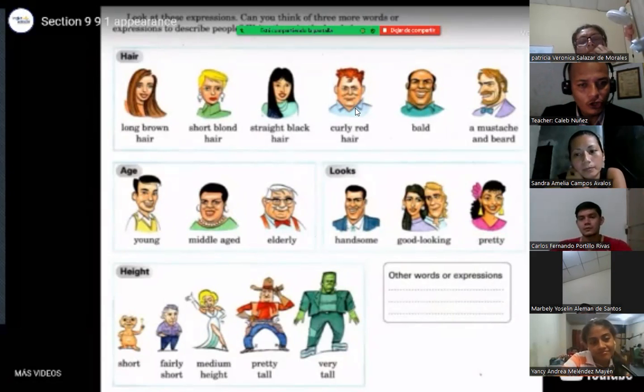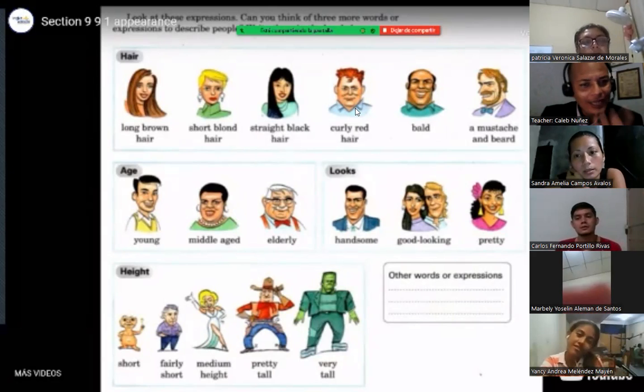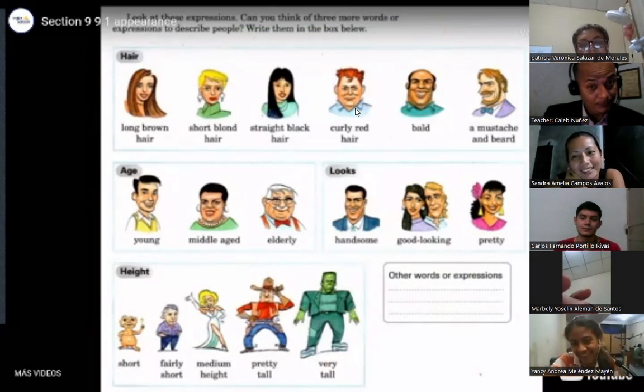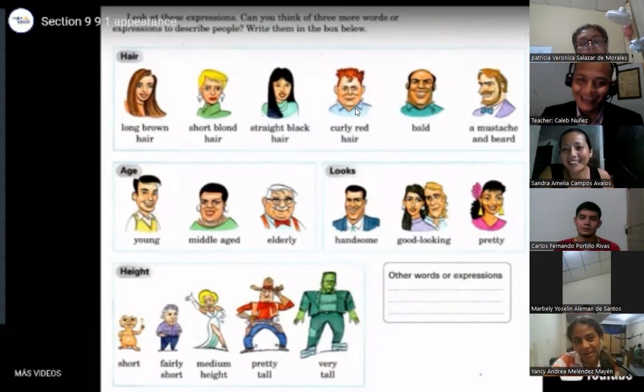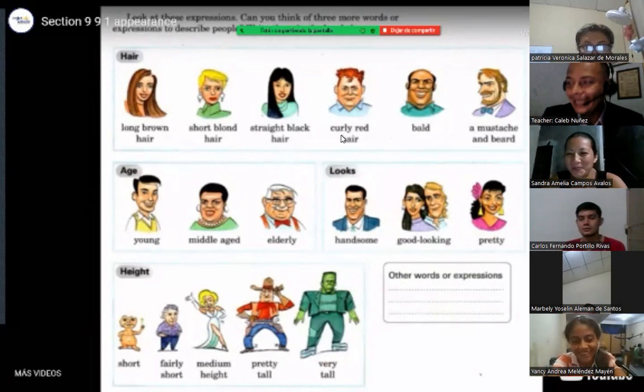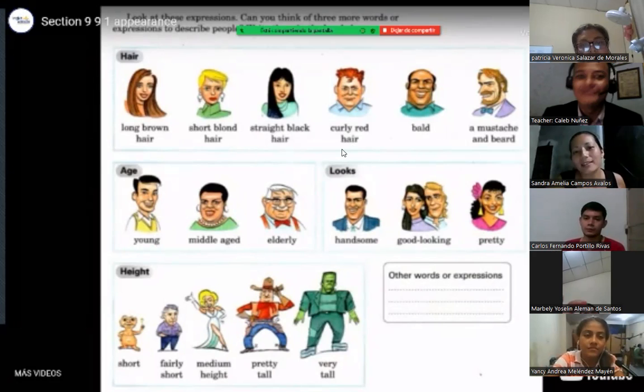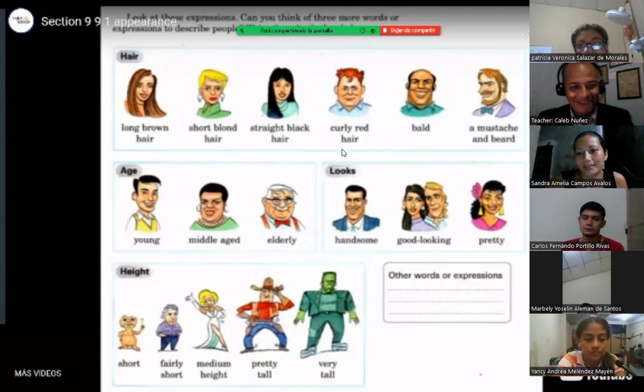Curly. Curly. Curly, right? It's curly. Okay. Curly. Red. Curly red. Red hair. Hair. Red hair. Marvelous. Okay. Curly red hair.